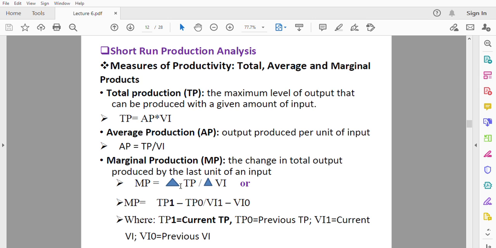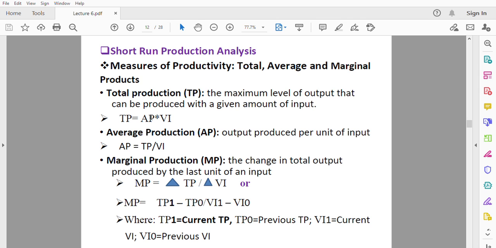Measures of productivity. We have the total product, average product, and marginal product. We'll look at them one after the other. So total production, or total product, is normally represented with TP. It is the maximum level of output that can be produced with a given amount of input. Mathematically, you calculate it by multiplying the average product by the variable input, TP = AP × VI, where VI represents variable input and AP represents average product.